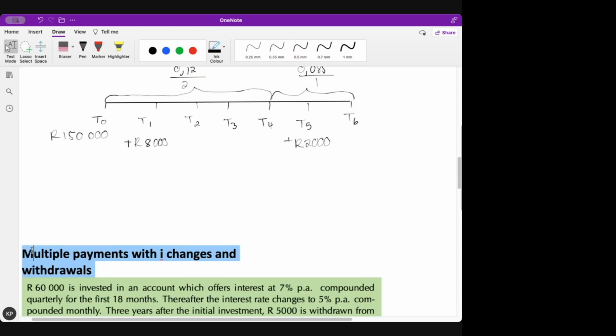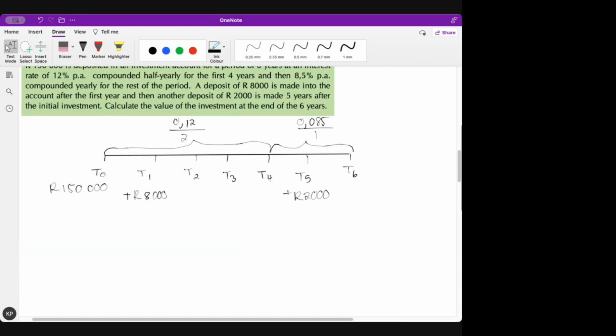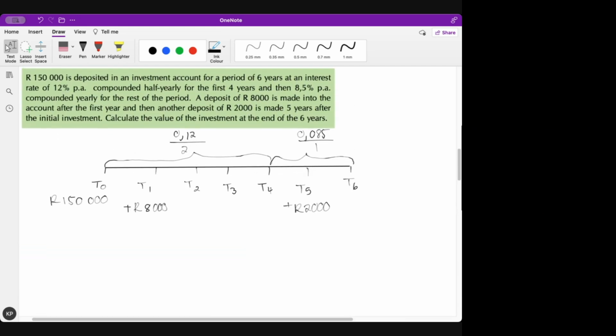And I can already tell we're going to need more space, so I'm going to make more space. Great. So as we were saying, we're going to calculate first this 150,000 independently in the account. How much would it earn over the whole 6 years?